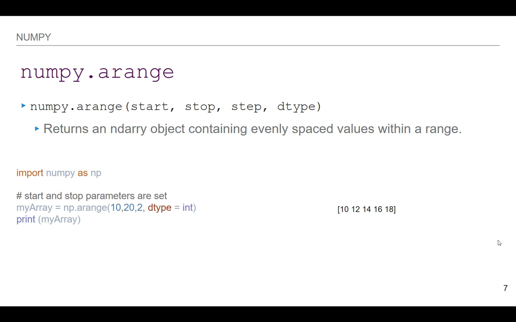numpy.arange is exactly what you think it is. It's initializing a NumPy array with a sequence that is generated using the range operation. It has this form: start, stop, step, and data type. In this example, we initialize a NumPy array with 10, 12, 14, 16, and 18 with integer data type.